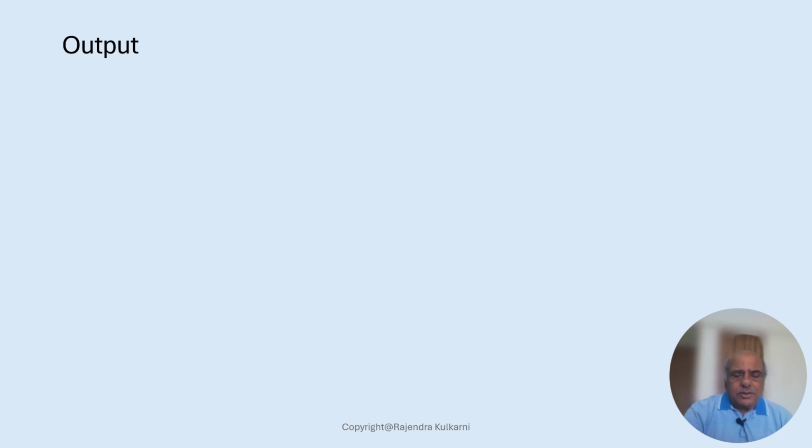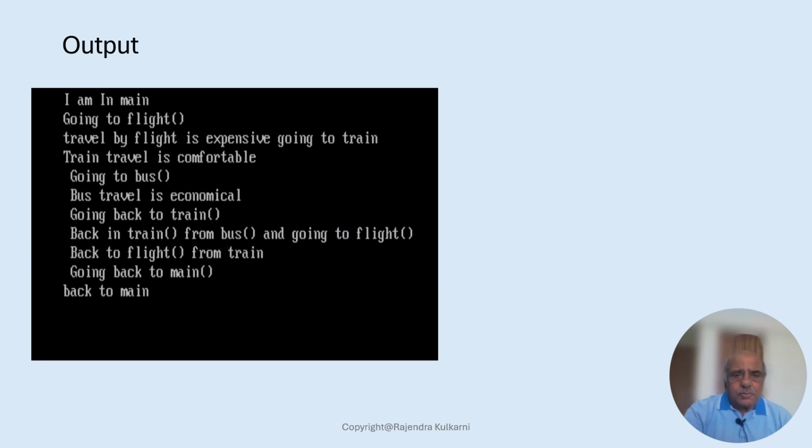So what is the output of our previous program? The program which we discussed just now in the previous slide. This is the output screenshot. I am in the main is the first output, and then there are various outputs: going to flight. Travel by flight is expensive, going to train. Train travel is comfortable, going to bus. Bus travel is economical, going back to train.